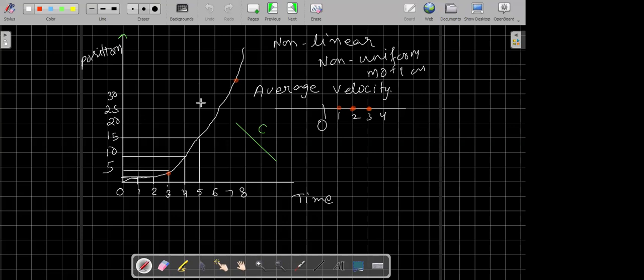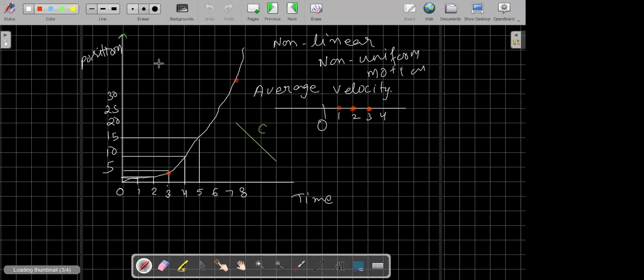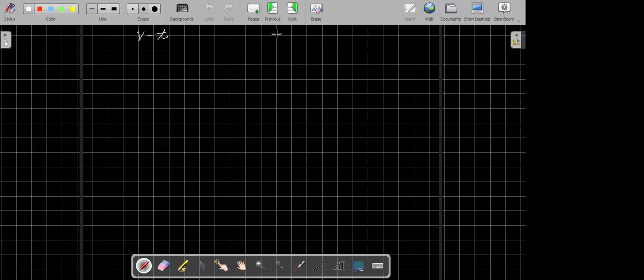Now we take here the velocity time graph. So do not apply the logic which we had studied in the position time graph. The logic here will be again different. If you plot a velocity time graph, it shows how the velocity is changing with time.